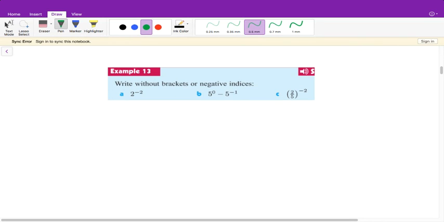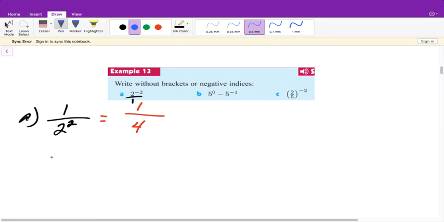The first one's very easy. It's just rewrite it without brackets or negative indices, so negative powers. For a, since it's understood to be over top of 1, we just need to move it to the denominator. So it'll be 1 over 2 squared. It doesn't say for you to evaluate, so you can leave it as 1 over 2 squared, especially because it's saying to rewrite without negative indices, so they want you to keep it in index form. Or actually, if this was on your test, I would want you to go ahead and simplify it even more since you know what 2 squared is, so you will say it's just equal to 1 over 4.